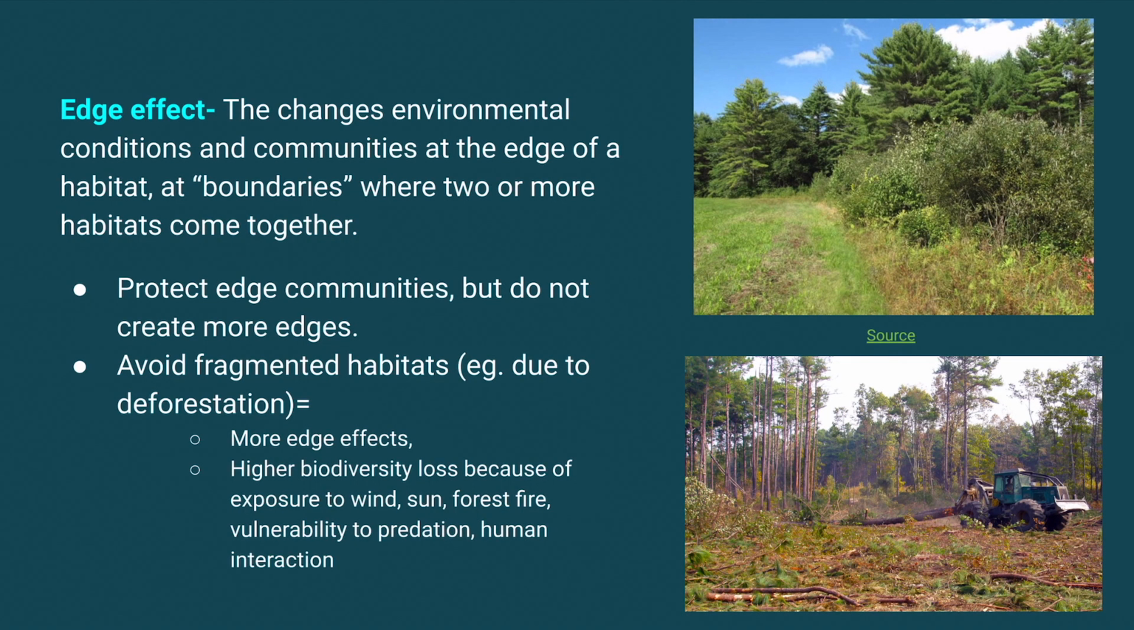The last example of challenges for protected areas that I will discuss here is what is known as the edge effect. The edge effect refers to changes in environmental conditions at the boundaries where two or more habitats come together. These edges create vulnerabilities for communities of organisms that live there, as they are more exposed to predators and human interactions, as well as abiotic factors like wind, sun, and forest fires. It's important to be aware of these fragile edge communities and to avoid creating more edges through fragmented habitats. And these fragmented habitats are due mainly to patchy deforestation.